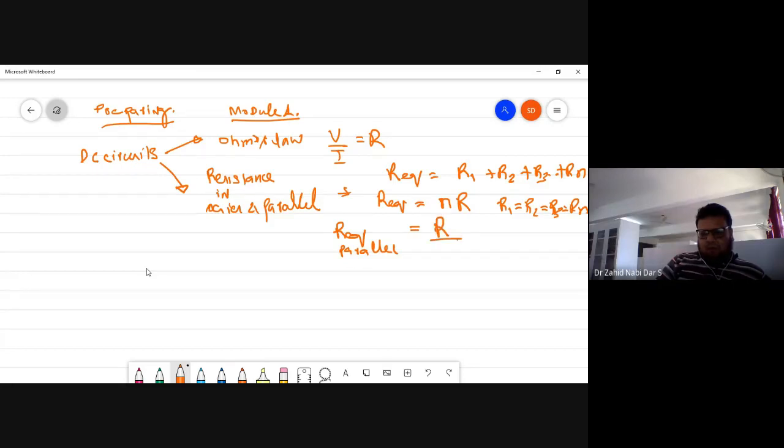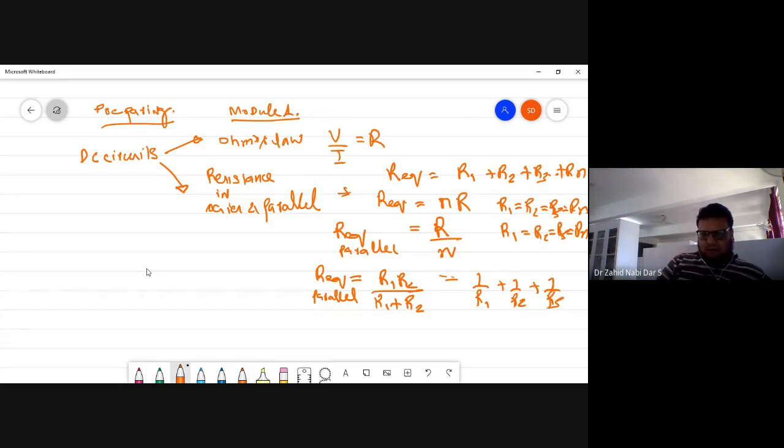R equivalent would be R by n, only when R1 is equal to R2 is equal to R3 is equal to Rn. If you have two resistances in parallel, then it would be R1 into R2 divided by R1 plus R2. For three, you have to do it like this: 1 by R1 plus 1 by R2 plus 1 by R3. So you know this for three resistances, this is 1 by R equivalent. So this thing you have to understand.